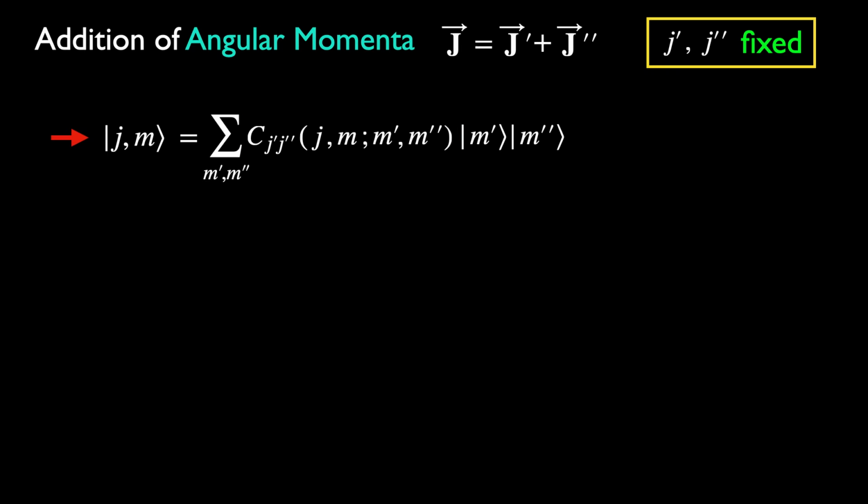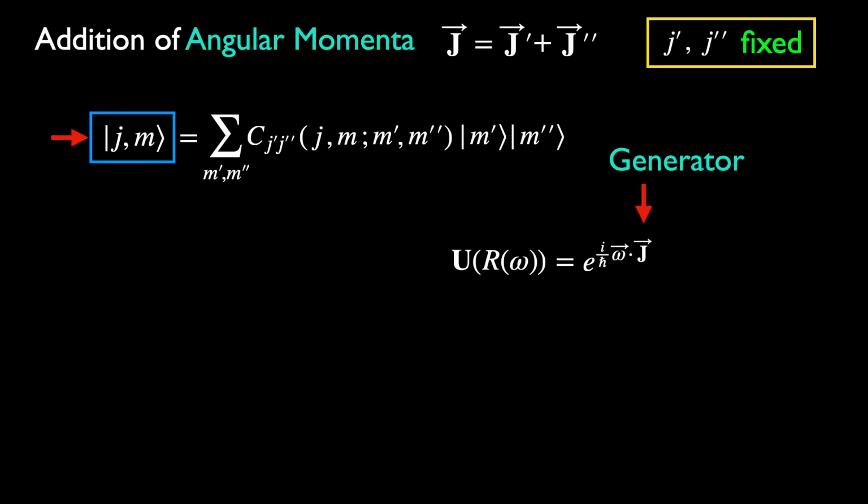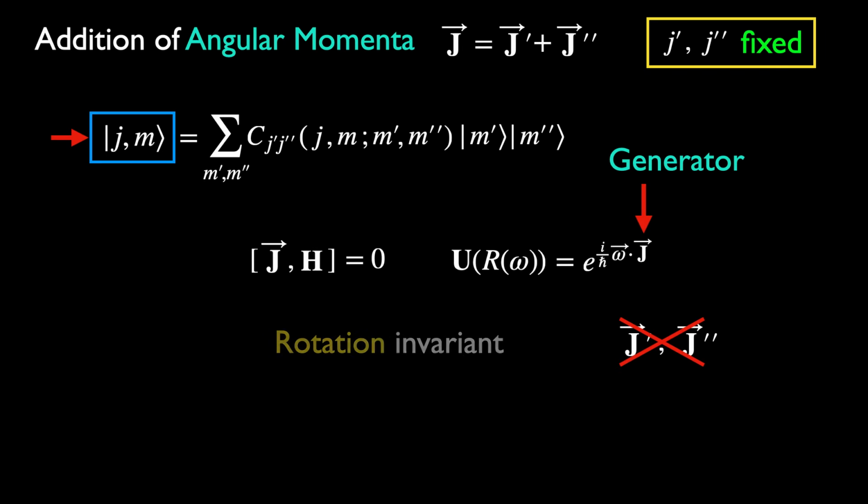From a symmetry standpoint, these Jm states are more relevant to the energy states of the rotationally invariant Hamiltonians that we are interested in, because they are the eigenstates of the total angular momentum J, which is the true generator of rotations and not the sub-angular momenta J prime and J double prime. Thus only J commutes with H, and they share the same eigenstates.